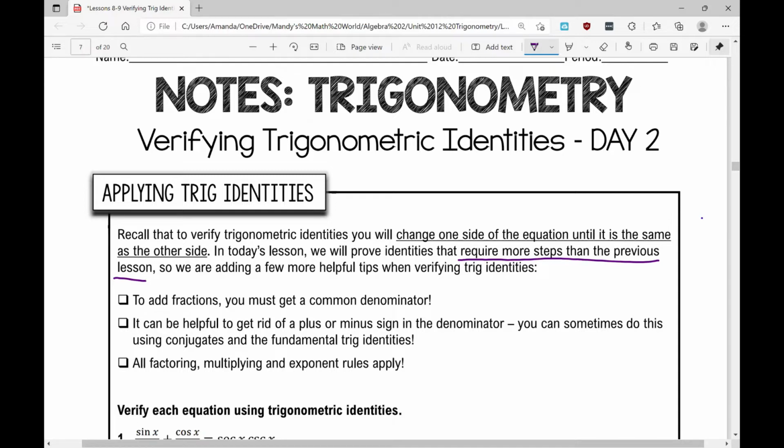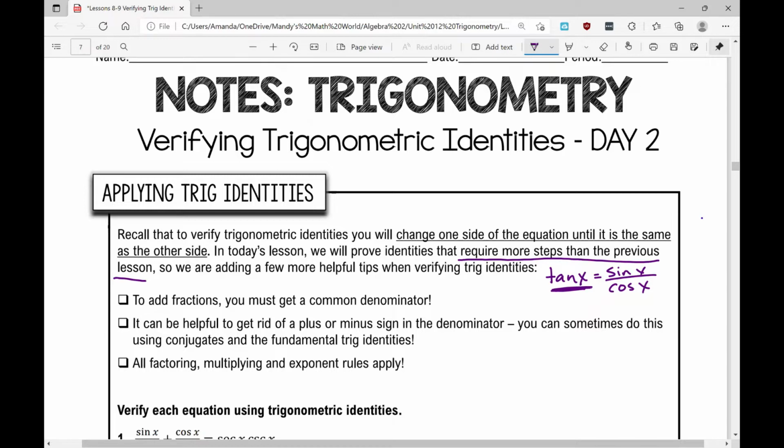Those helpful tips from yesterday were to try to rewrite everything in terms of sine and cosine. So for example, if I see tangent x, it would be a good idea to rewrite it as sine x over cosine x. And then we're just rewriting functions differently, and we're trying to set ourselves up to use a trigonometric identity. So, tangent x equals sine x over cosine x. We're just rewriting them, and we're doing that with the entire equation. And then lastly, we want to start with the complicated side first. That's always a good idea.